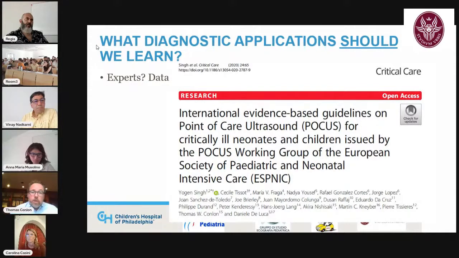Guidelines are actually wonderful sources for helping us to identify diagnostic applications because they try to blend expert opinion with the current data. And for my profession in pediatric critical care and in neonatology, a group of individuals came together and developed international guidelines for diagnostic applications.